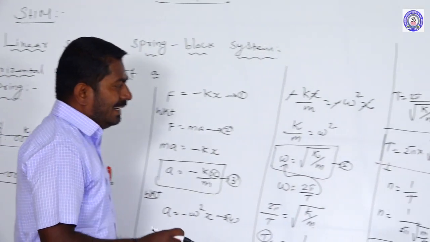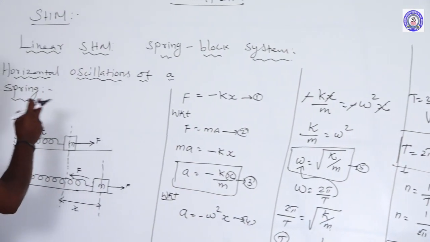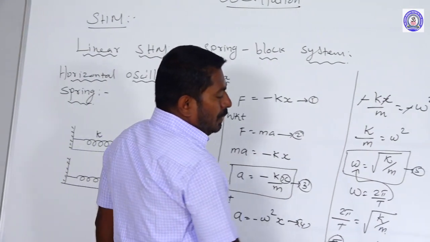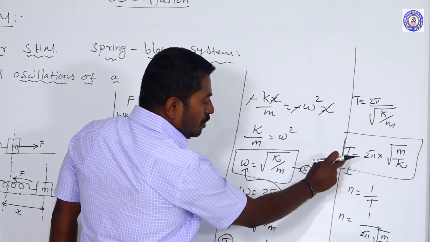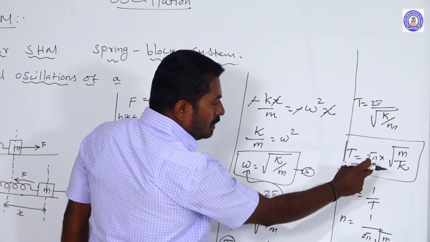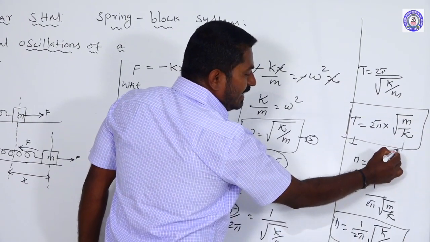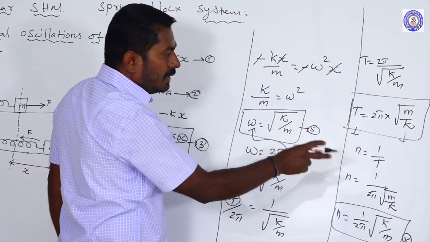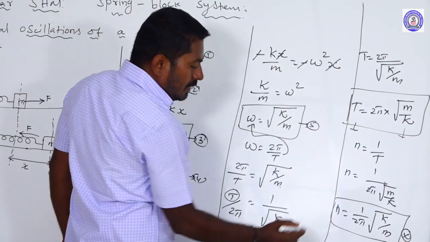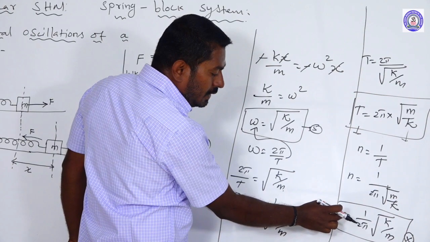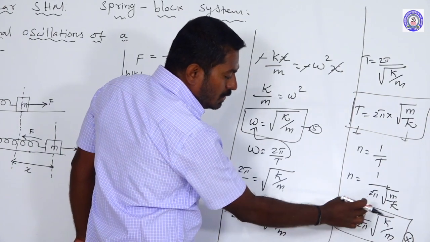So there are two important expressions for the linear simple harmonic motion spring block system. The time period of the linear simple harmonic oscillator, T, is equal to 2 pi square root of M divided by K. Here M is the mass of the block, K is the spring constant, or force constant, or stiffness constant. The frequency of the linear simple harmonic oscillator, n, is equal to 1 divided by 2 pi square root of K divided by M.